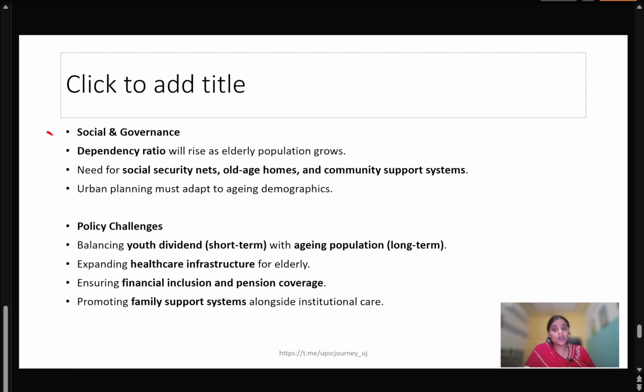Talking about social and governance aspects: the dependency ratio will rise, because if there is a larger elderly population, then there will be a higher dependency ratio. There is a need for social security nets, old age homes, and community support systems. Urban planning must adapt to the aging demographic, because if there is a more aging population, we have to plan accordingly. Policy changes must balance both the youth dividend, meaning the short term, and the aging population, which is the long term.